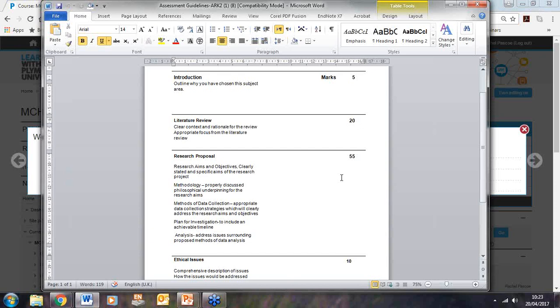If, once I've read the rest of it, I look back at those research aims and objectives and go, well, that methodology and that method of data collection and that method of analysis is not going to answer the question, or the statement that's been set out at the beginning of the research proposal, then the research proposal itself doesn't stand up.